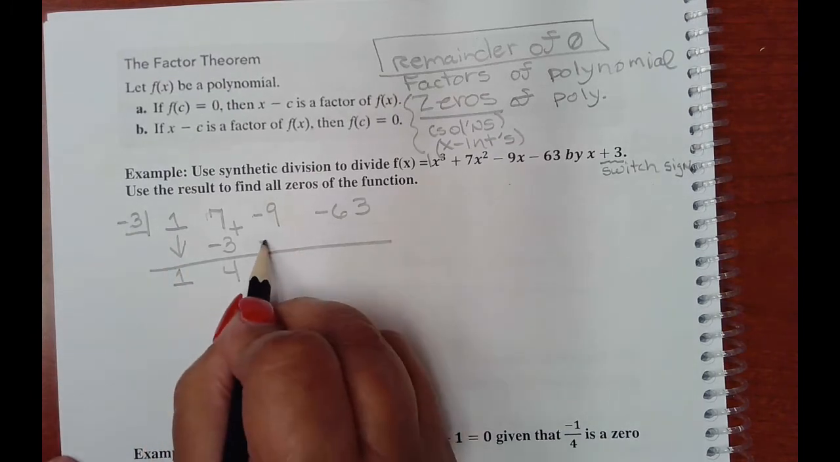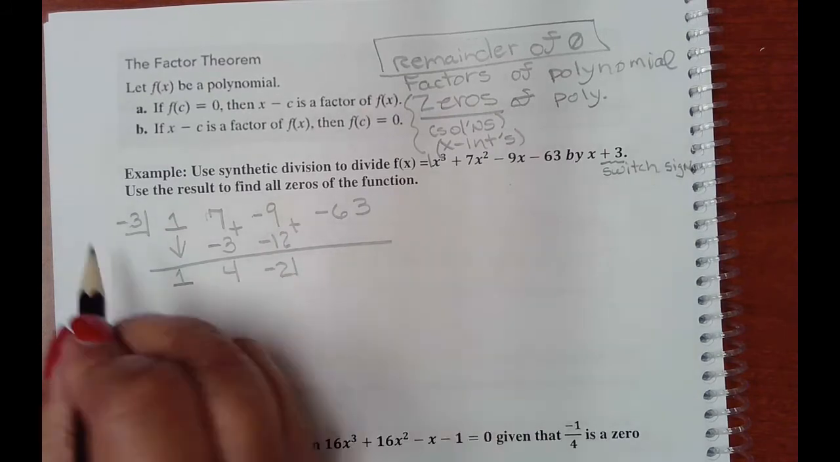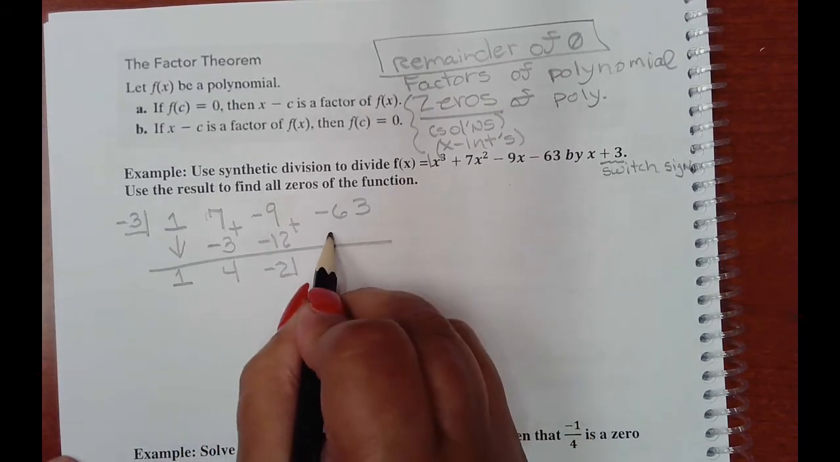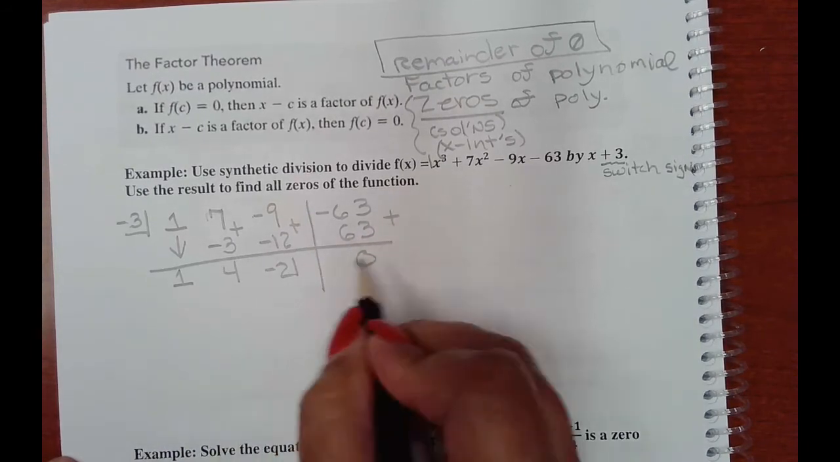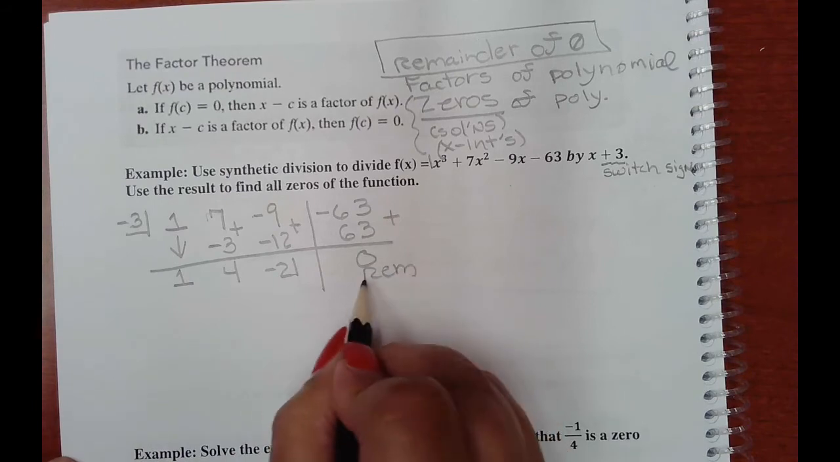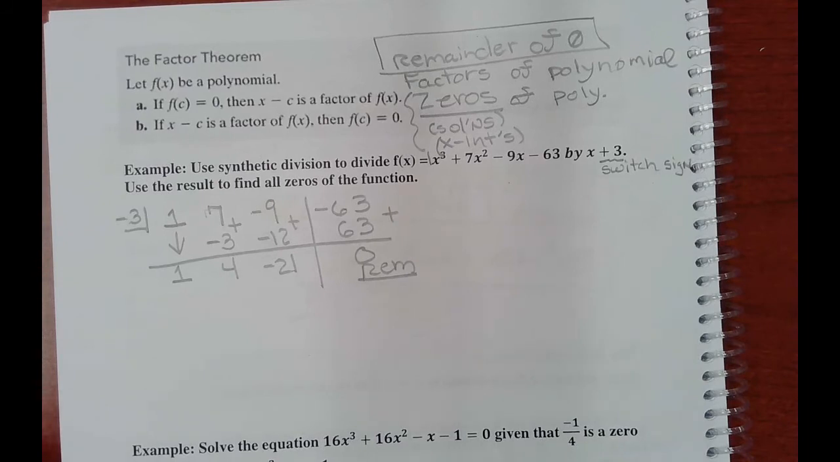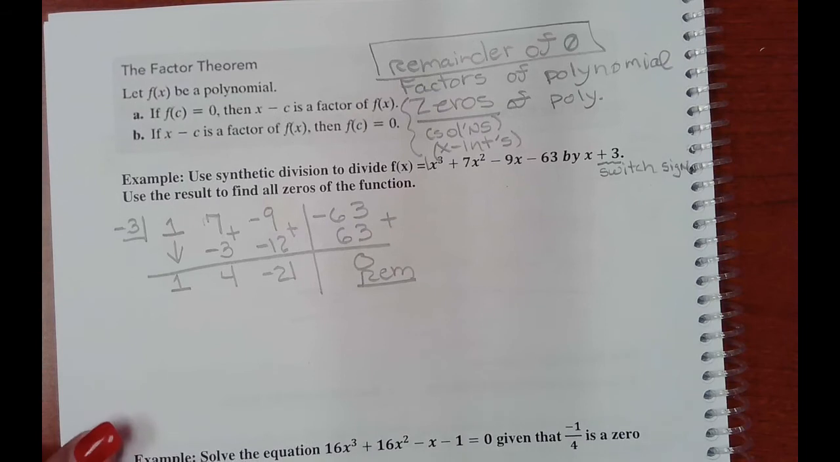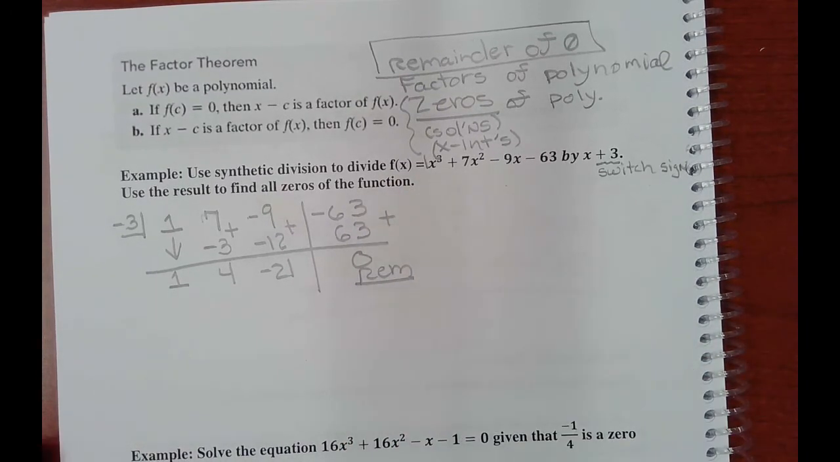Negative 3 times 4 is negative 12. Add these up, you get negative 21. Negative 3 times negative 21 is positive 63. And notice that this remainder has zeroed out. When the remainder is 0, that means that we have brought this down to the next lowest degree. And not only that, they are factors that are going to help us find the solutions to this polynomial equation.